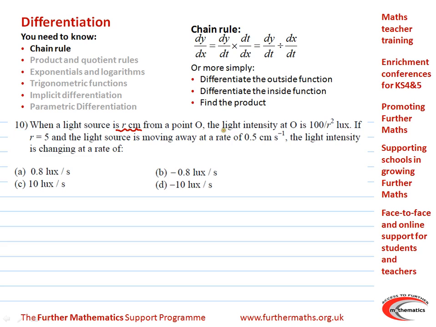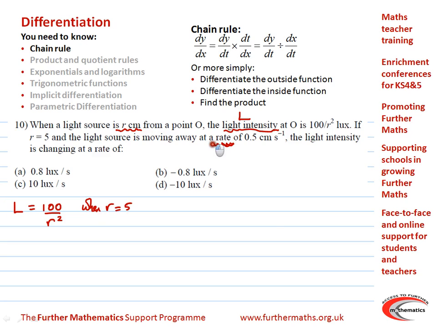Okay, so we are defining here light intensity also as a variable. Now, no letters given for light intensity in this question, so I'm going to say that light intensity is represented by capital L. So I have a formula for capital L in my question already. I know that capital L is 100 over r squared. It then tells you that when r equals 5, let's just make that a boundary condition. When r equals 5, the light source is moving away at a rate.